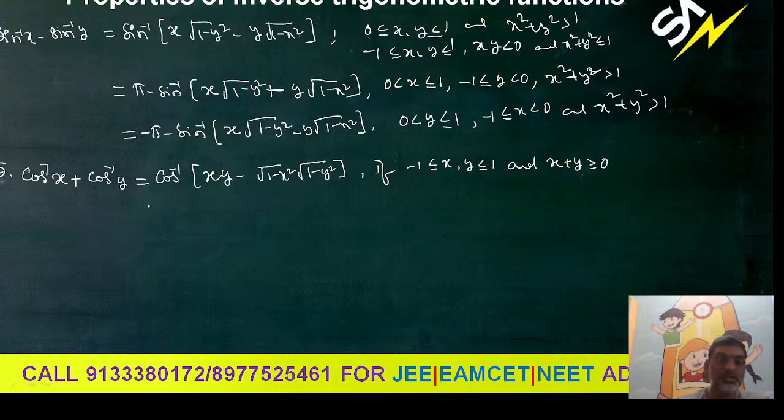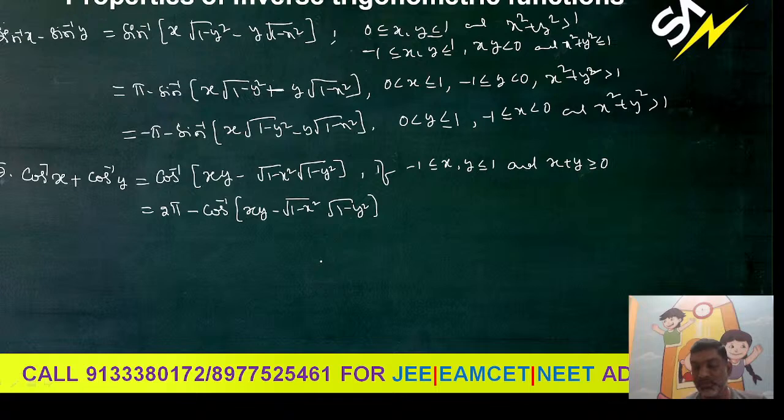Okay, and the next formula is 2 pi minus cos inverse of xy minus under root of 1 minus x square into under root of 1 minus y square. So if minus 1 less than or equals to x comma y is less than or equals to 1 and x plus y is less than 0.